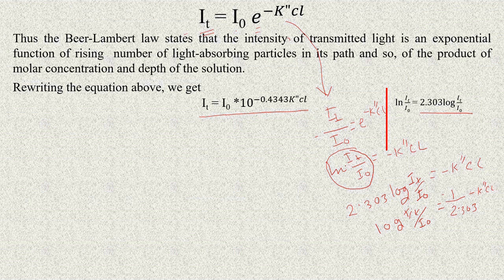So this 1 by 2.303 is actually 0.4343, times minus k double dash CL. Then if we take IT by I0, it will be 10 to the power minus 0.4343 k double dash CL, and then we get this equation.